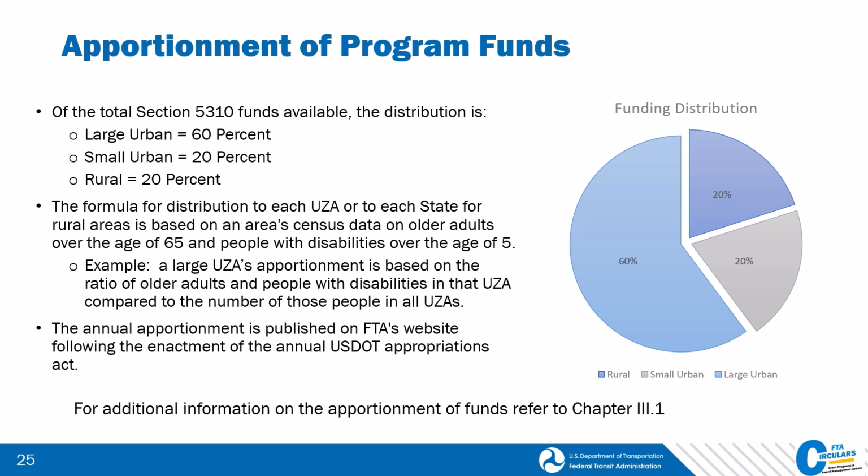Annual apportionments are published on FTA's website following the enactment of the annual U.S. DOT Appropriation Act. Additional information on the apportionment of funds can be found in Chapter 3, Section 1.